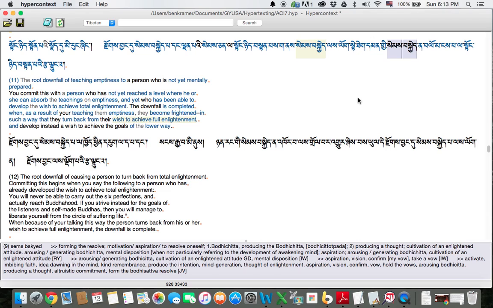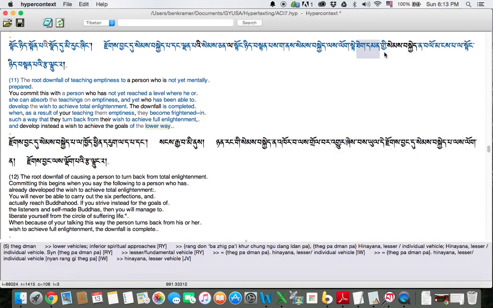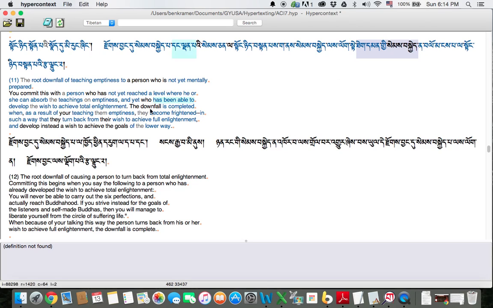We did that already, right? So this is a different wish we're developing. This is the wish to achieve the goals of the lower way. To achieve the goals of the lower way. This is even developing because there's the K in there, right? Yeah, it'd be tempting to put develop, because of the K. So I can grab this whole mess.